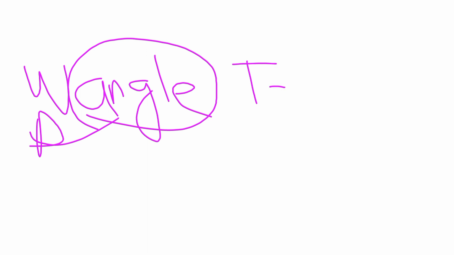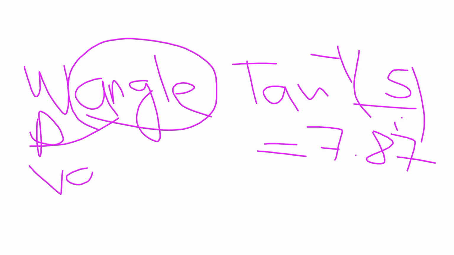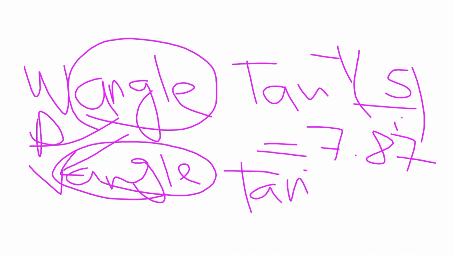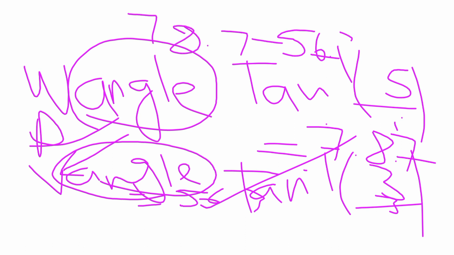The W angle is tan inverse of 5 over 1, which equals 78.7. For the V angle, I have to get the angle of the other vector, which is tan inverse of 3 over 2, which equals 56.3. So I subtract to get the angle between the vectors: 78.7 minus 56.3. Check it on your calculator.